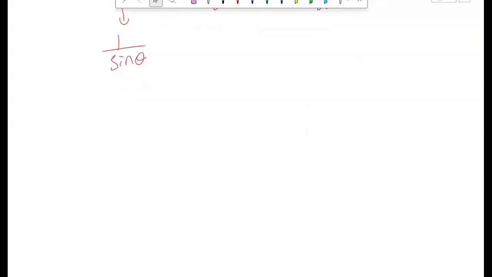Let's get the cotangent of 7 pi over 4. Cotangent of 7 pi over 4.